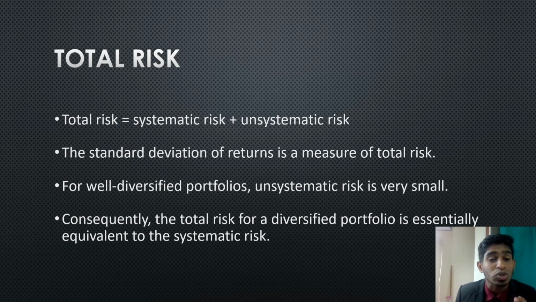Sekarang kita tengok total risk pula. Dalam total risk, the formula of total risk is systematic risk tambah unsystematic risk. Okay, so untuk dapatkan total risk, kita kena tambahkan systematic risk and unsystematic risk. So automatically kita sudah tahu kita ada dua risk. Satu ialah systematic, satu ialah unsystematic. So kalau tambah dua-dua, kita dapatkan risiko yang penuh macam tu.